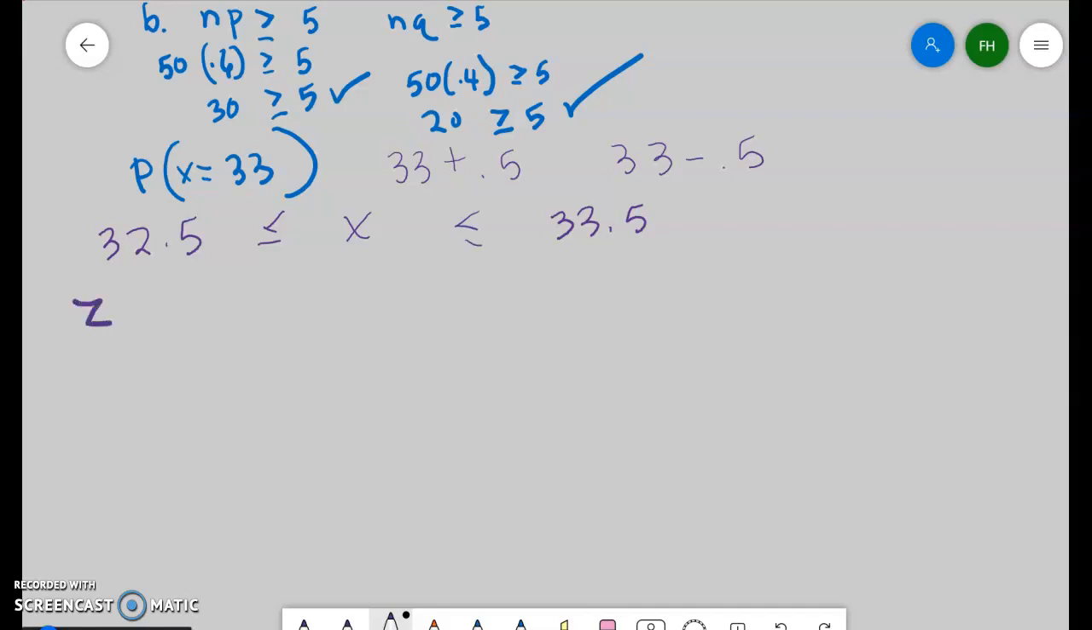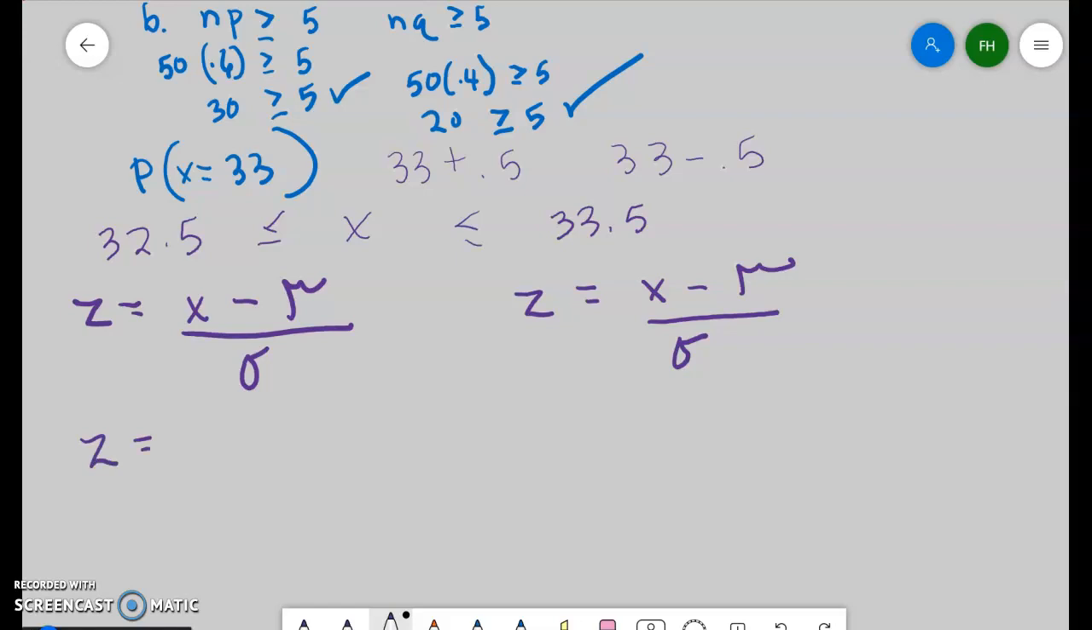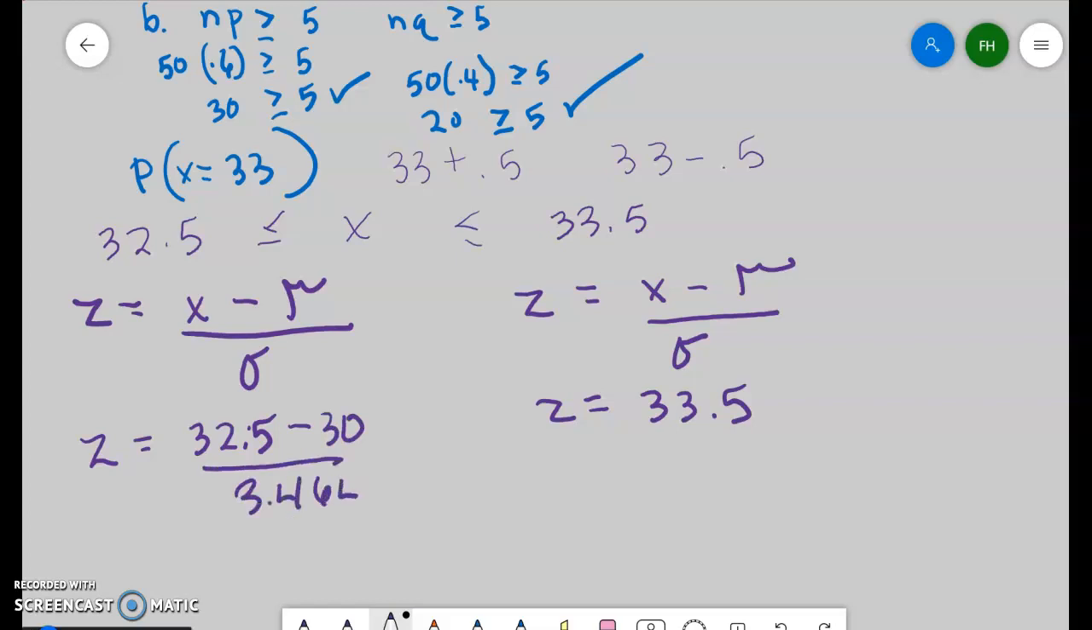So remember the z, and we're doing the normal now. We're working it like the normal probability or normal distribution. So we're using the z value for both of these. So double work now because we're using that interval. So x would be 32.5 here, and x would be 33.5 here. And then we know the mean was 30, and we calculated the standard deviation above as 3.464.